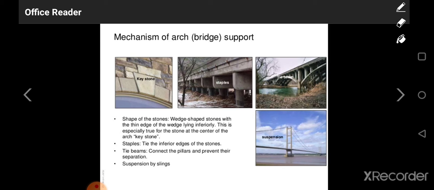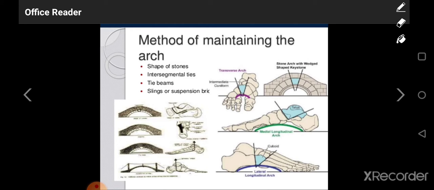So the shape of the bones is wedge shaped, stones with the thin edge of the wedge lying inferiorly. This is especially true for the stone at the center of the arch. This stone is known as the keystone. The staples tie the inferior edges of the stones. Tie beams connect the pillars and prevent separation. Then there is suspension by the sling. So these are the methods for maintaining the arches.